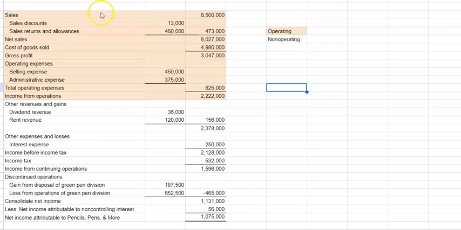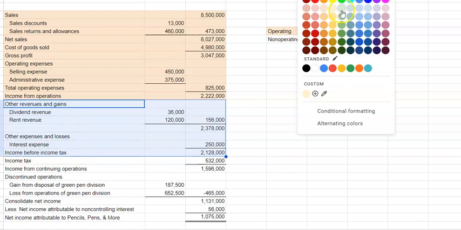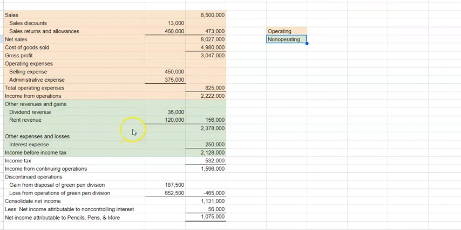Now, when we dig into the non-operating section, the non-operating section is this area. I'm going to bring it down to income before income tax right here. Let's make it green. This section is talking about all of the additional revenues and expenses, gains and losses, generated from activities that aren't quite our operating intent, right? In this case, we have dividend revenue. So we have some revenue here from our investments. That doesn't have to do with our pens, pencils, and more.